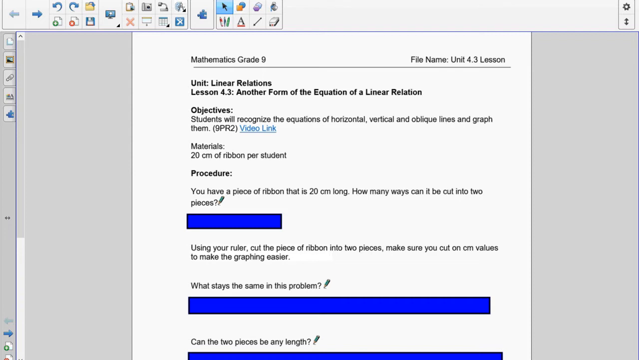So I want you, if you're at home, to get a 20 centimeter piece of paper, and I want you basically to make a ribbon out of it, which is 20 centimeters long. So once you have that piece of ribbon that's 20 centimeters long, the question is, how many ways can it be cut into two pieces?